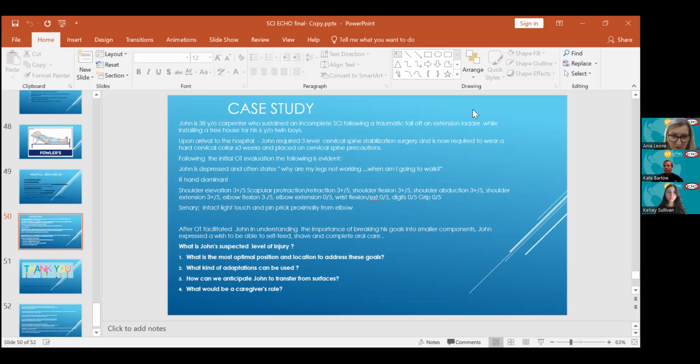Sensory, apologize for that, I'm just seeing a typo here. Sensory is intact to light touch and pinprick proximally from the elbow.